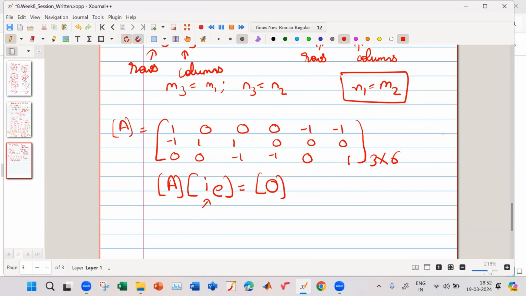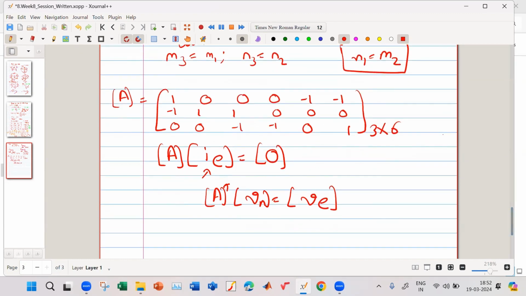Now there is another relation, which is that A transpose Vn is equal to Ve, where Vn is the voltage at the nodes, the node voltages. And what is Ve? This is the element voltage. Correct.